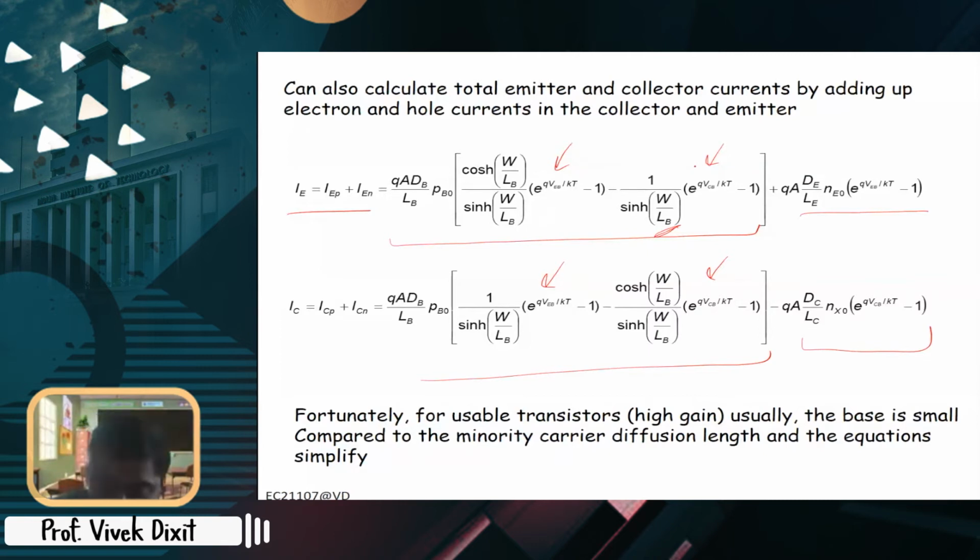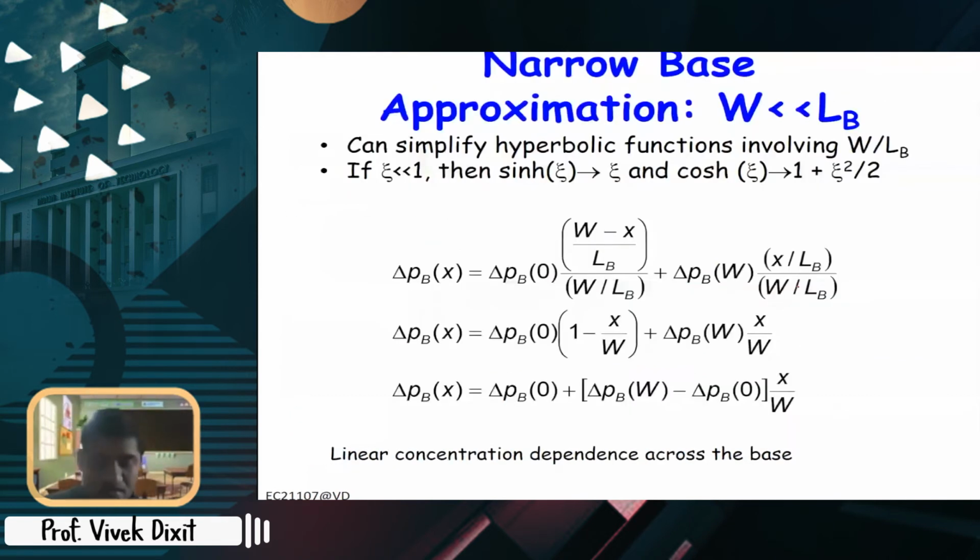So when you substitute here, sine hyperbolic x becomes x, so W by LB here, and this LB will cancel. So you will have W at the denominator. Same thing here, right? W at the denominator, and this will become 1. And same thing here, you will have W at the denominator. So you can simplify: sine hyperbolic x is x, cos hyperbolic x is 1 plus x square by 2. If you take only the first term, it is basically 1.